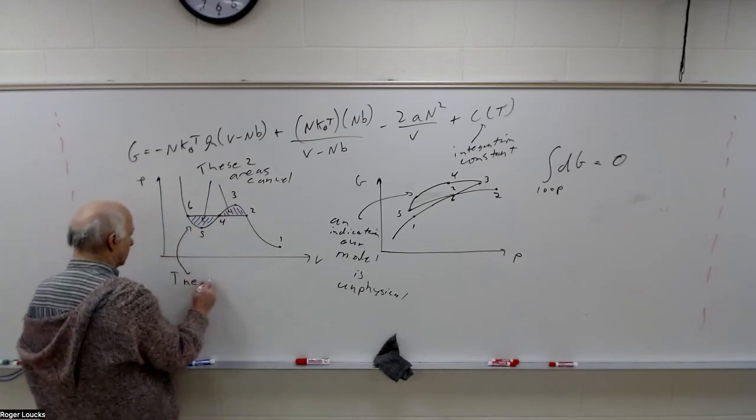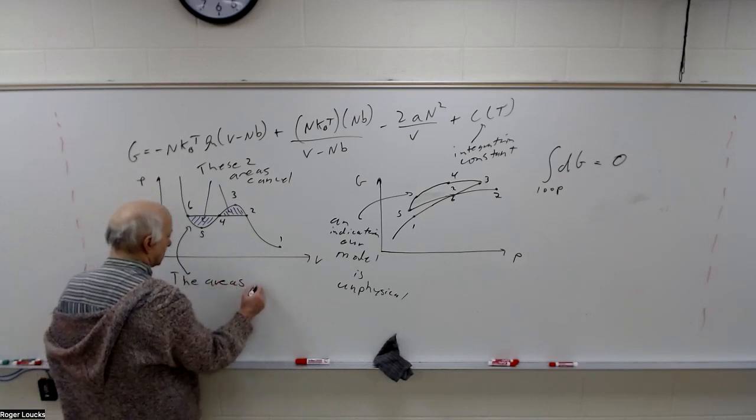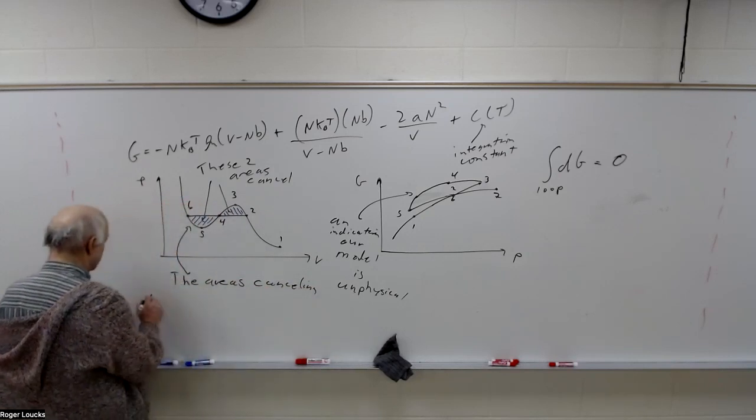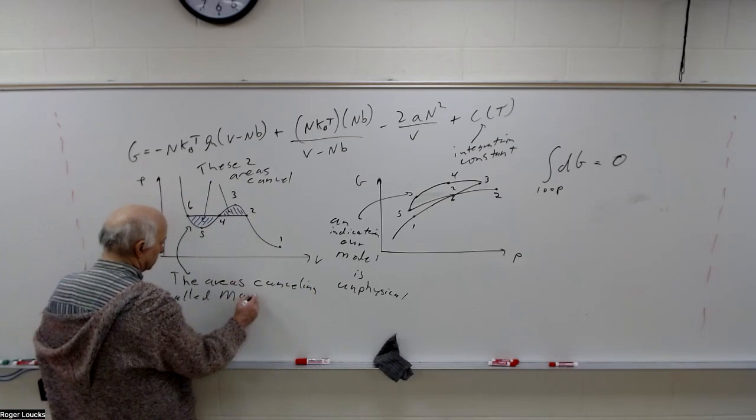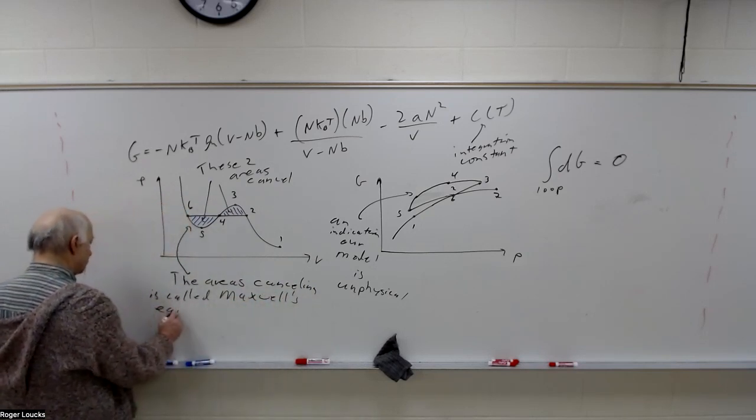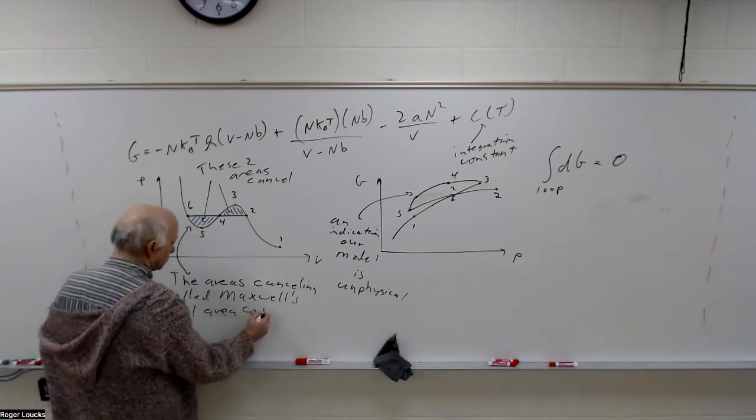So the equal areas cancel. This is called Maxwell's equal area construction.